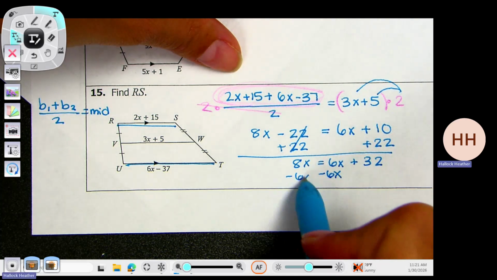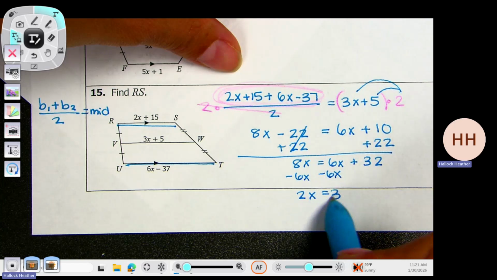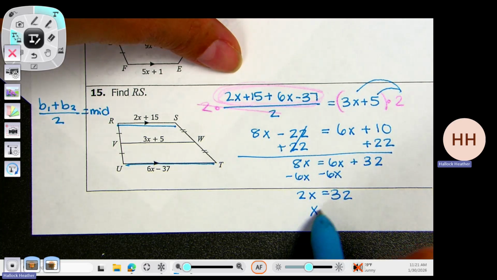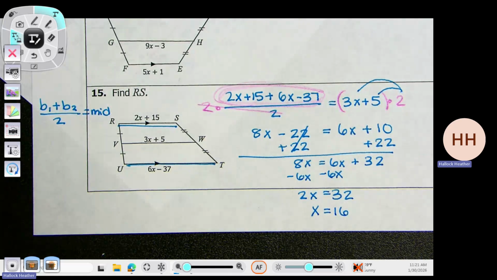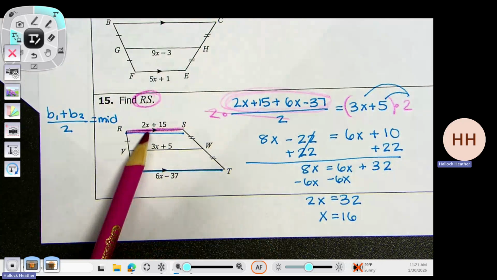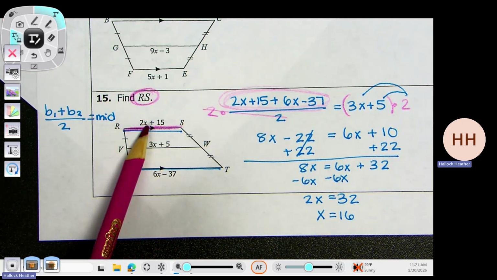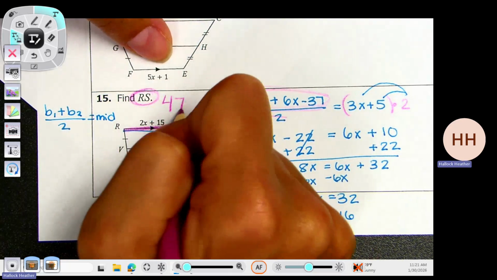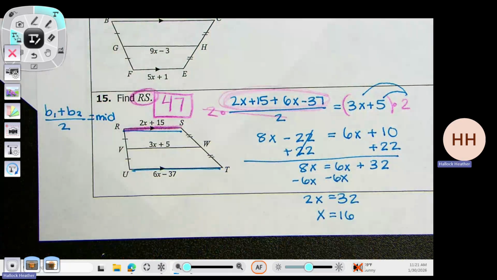Minus 6x, you get 2x equals 32. So how much is x? 16. Then we plug it back in to RS, because it says RS. If I plug it in here, 2 times 16 is 32, and 32 plus 15 is 47. My answer is 47. As you work through these, let me know if you get stuck or need help. Phone a friend. Phone me. Let me know. You're going to turn it in.